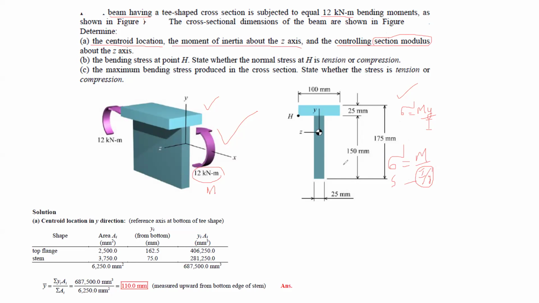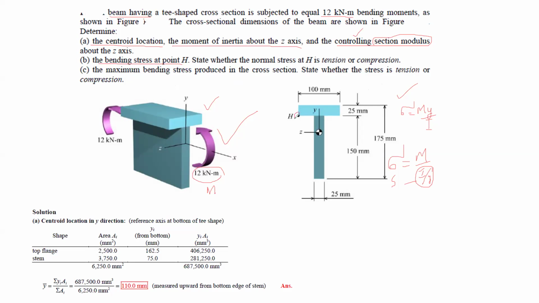And where you have the minimal value, the lowest value, that is the weaker side. So you need to be careful on that side. That is referred to as the controlling section modulus. So we'll do this. Then the bending stress at point H.